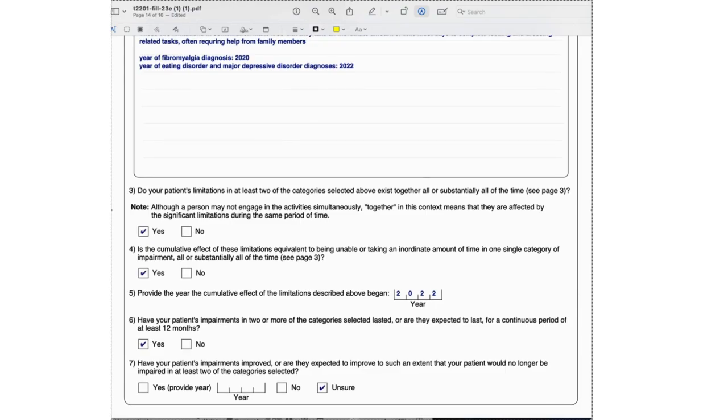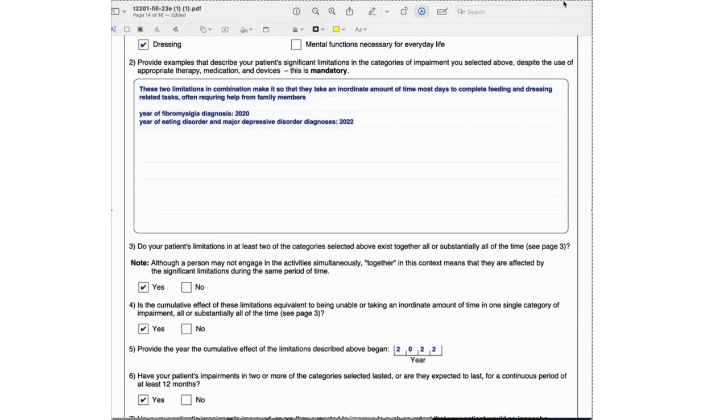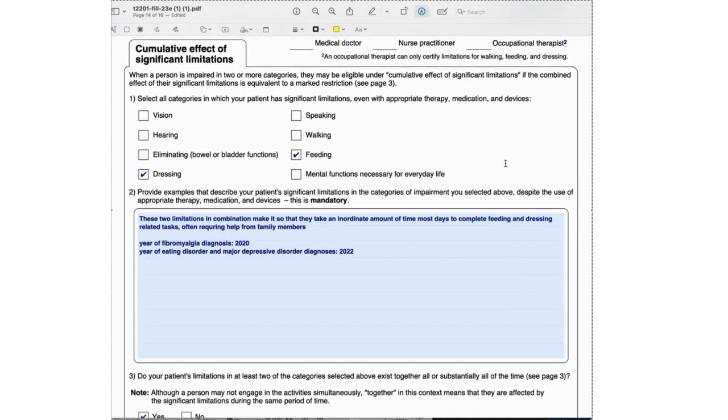So hopefully that was somewhat helpful and clears that cumulative effects up. Again, if you've only ticked off and completed one of these pages, you wouldn't skip down to the cumulative effects. And if they do have a marked restriction in any of the categories, then they should be eligible for the DTC, and you may not need to complete this specific section.